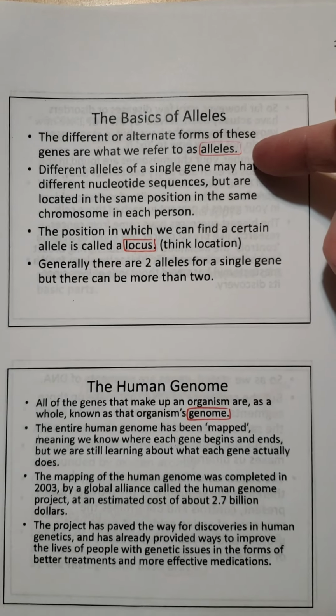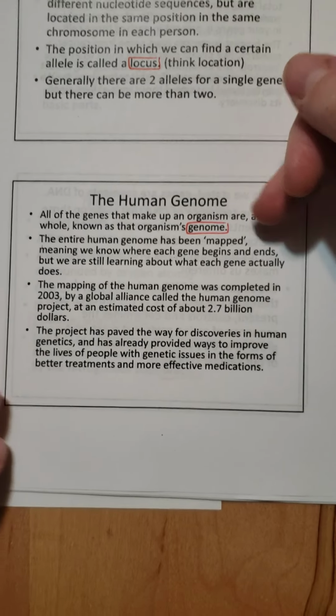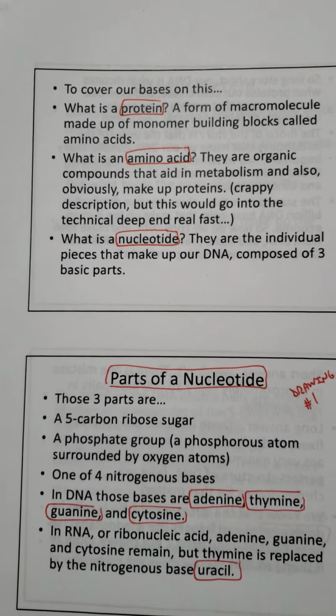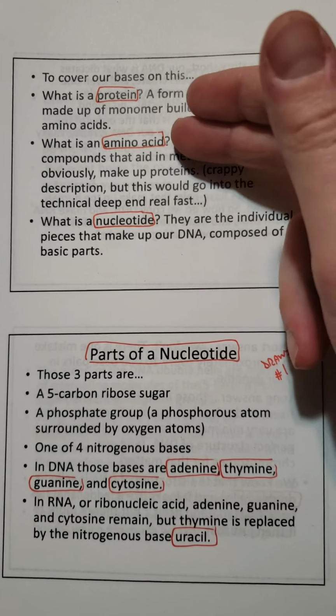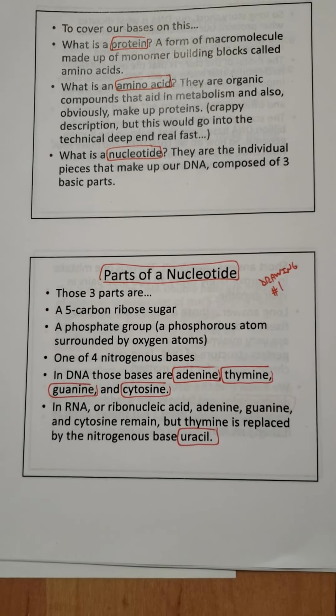What alleles are is different types of genes. Locus, another vocab word that we'll use. Genome. And again, you guys should be reading through this packet yourselves. Nothing highlighted here doesn't mean you shouldn't read it, just not something I was going to make a point of. Definitions for protein, amino acid, and nucleotide. This one's going to be big. We'll talk about it in a second.